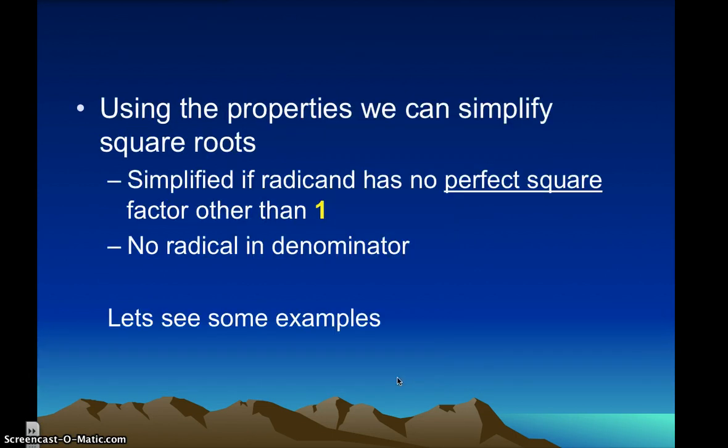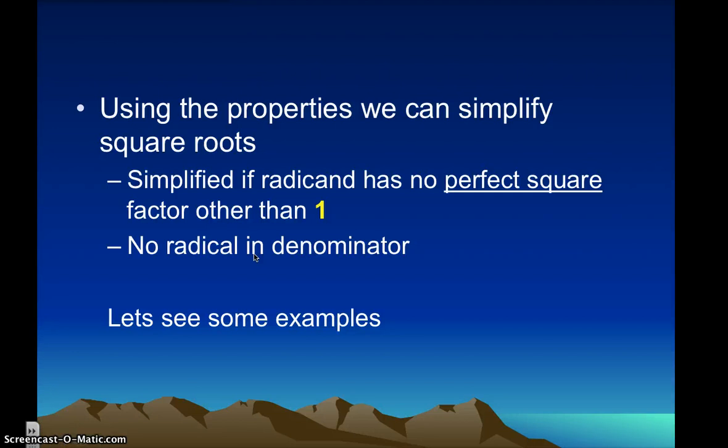Alright, here's some basic properties as well. Using those properties, if we want to simplify, it says simplified if the radicand has no perfect square factor other than 1. So that's a good way to check if it's simplified all the way. If your number has no other perfect square in it, you probably can't reduce it anymore. You also cannot have a radical in the denominator, and we'll work on solving for those.